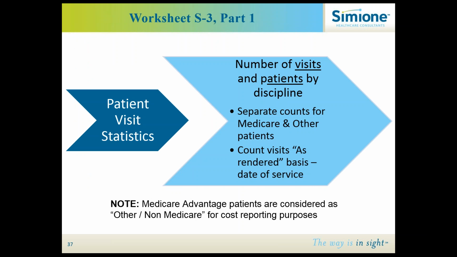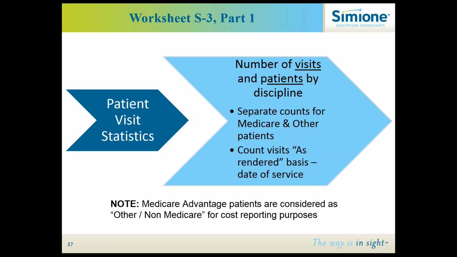Now, the big aspect of Worksheet S3, Part 1, which I will mention, is Medicare Advantage visits or other. They are not Medicare. Many providers think because they're a Medicare patient that they're counted with Medicare. They are not. They're considered other, because Medicare Advantage is tracking those patients, and they have to report those patients. You do not. You only report those Medicare patients that you treat fee-for-service and that you, in fact, bill for.